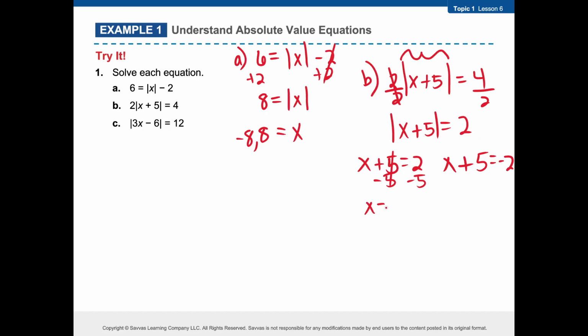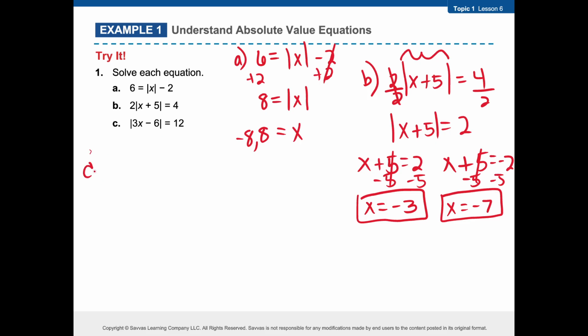So subtract 5. 2 minus 5 is negative 3. That's one answer. Subtract 5, and x equals negative 7. If you want to check it, negative 3 plus 5 is 2. Absolute value of 2 is 2. Negative 7 plus 5 is negative 2. Absolute value of negative 2 is positive 2. See, there is nothing that I have to bring over to the other side to isolate the absolute values. It's already by itself. So I can just go ahead in letter C and make my two equations.